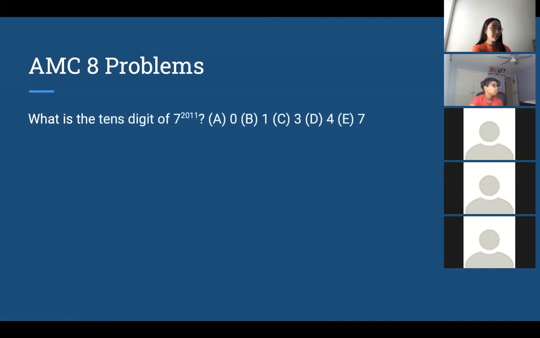All right, and what is the tens digit of 7 to the 2011th power? Basically just find the pattern. We actually did already find the pattern for the tens digit of powers of 7, but you should be able to find it again. And then just do modular arithmetic.